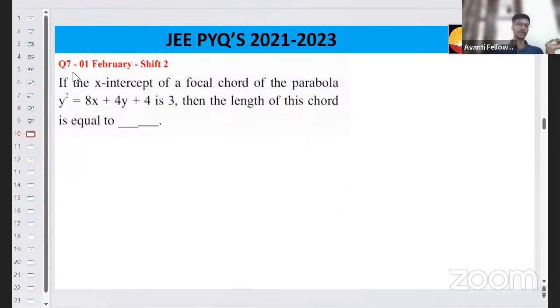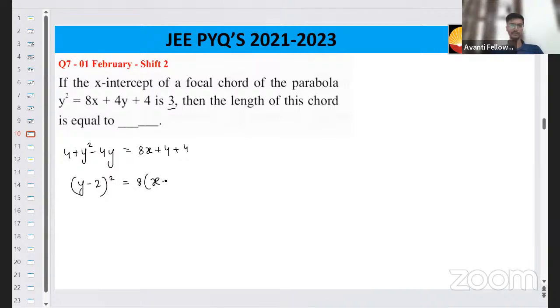If the x-intercept of a focal chord of the parabola, this is again a non-standard parabola, then length of the chord is, okay, the x-intercept is given. So let us first convert the parabola into standard form by using completing the square. So I can write it as y square minus 4y is equal to 8x plus 4. Again, same thing, we'll add 4 on both the sides. So I think we'll get y minus 2 the whole square is equal to 8.